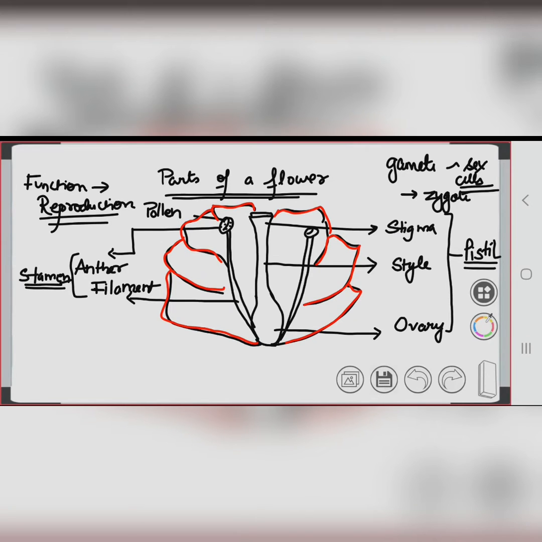If you look at a rose and remove all the petals and everything, you will be able to see the stamen also, and the pistil also. But if you consider something like pumpkin or papaya, there are two types of flowers.